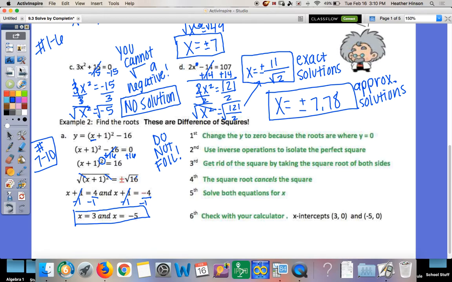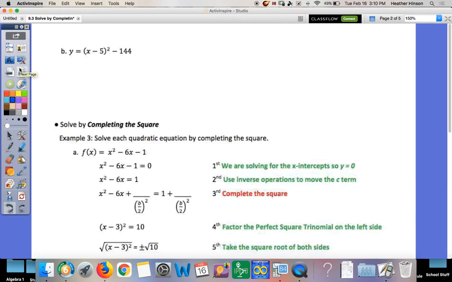So let's try one. Again, we are not going to FOIL. All you're going to do is set these equal to 0 and solve for x. So we move our 144 over. It's negative, so we're going to add it. So bring down your x minus 5 squared. 0 plus 144 is 144.